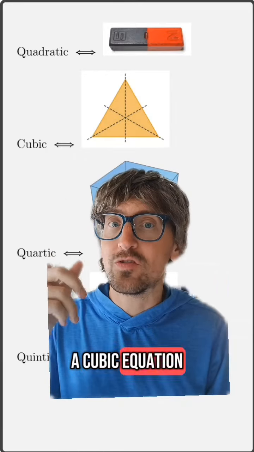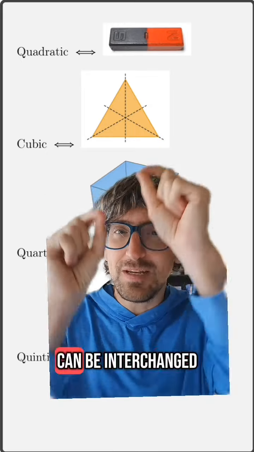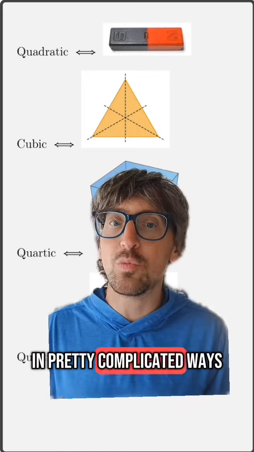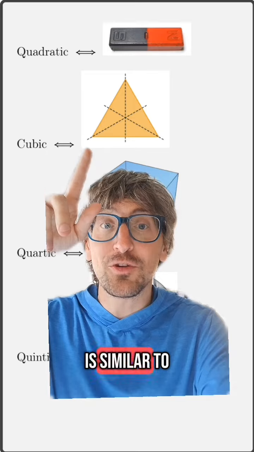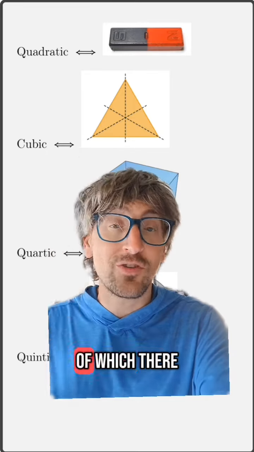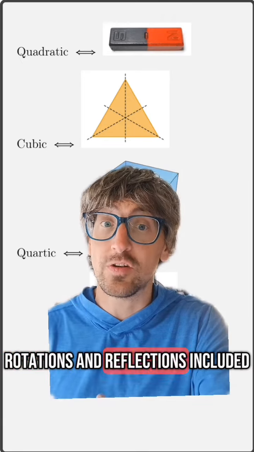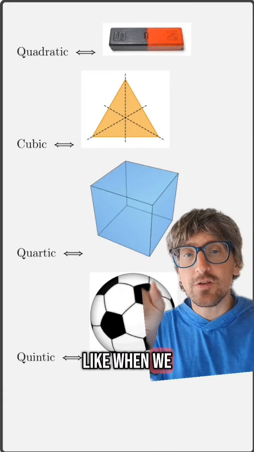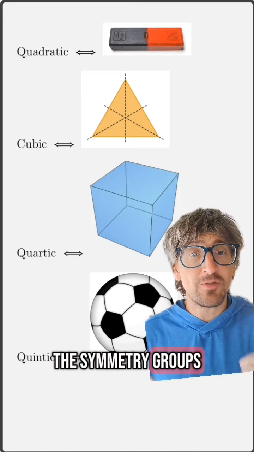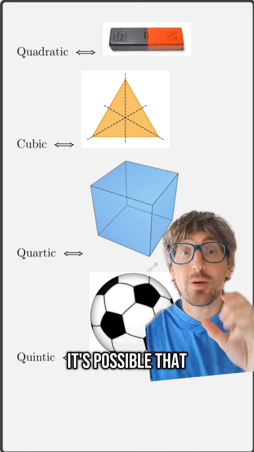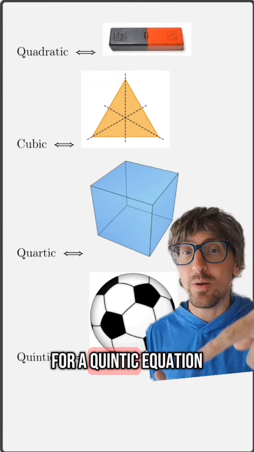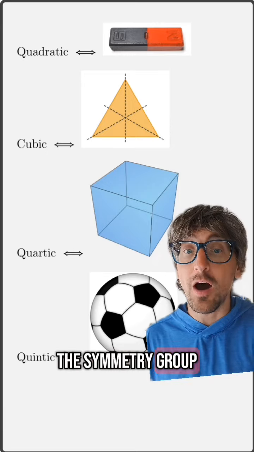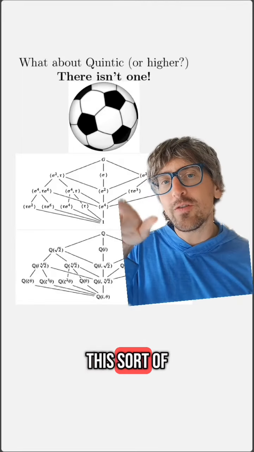Now, a cubic equation, there are going to be 3 roots, and actually those can be interchanged in pretty complicated ways, and it turns out that the abstract algebraic symmetry group is similar to the symmetries of a triangle, of which there are 6, like rotations and reflections included. Now, as things get more complicated, like when we get to degree 4 equations, the symmetry groups are getting bigger. In this case, it's possible that you could have the symmetry group of rotations of a cube. And in general, for a quintic equation, it's possible that you could get the symmetry group of a soccer ball. And that's what this sort of analysis is.